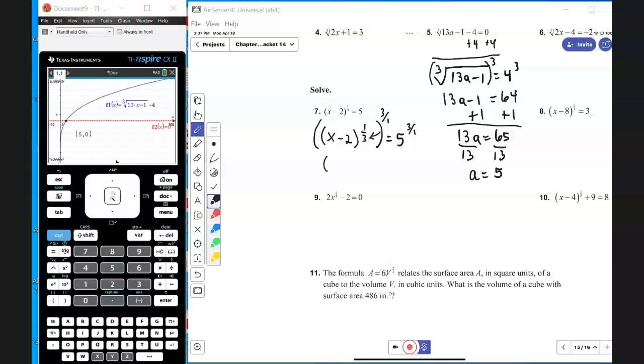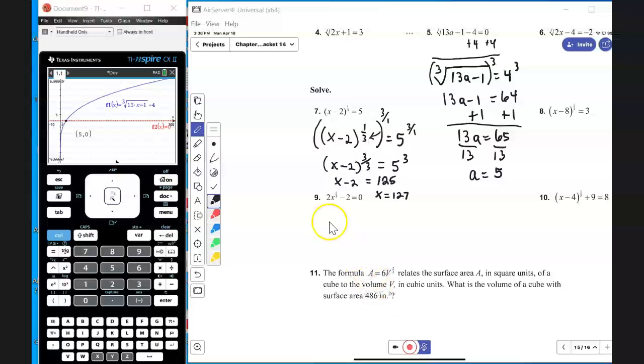We know that 3 times 1 is 3, and 3 times 1 is 3. So 3 divided by 3 is 1. And we have 5 raised to the 3rd power, because 3 divided by 1 is 3. So this will simply be x minus 2 equals 5 to the 3rd power. 5 times 5 is 25, 25 times 5 is 125. You add 2 to both sides, so x is equal to 127.